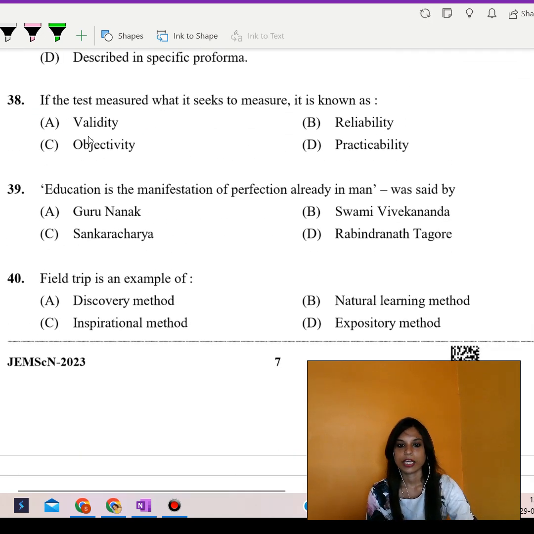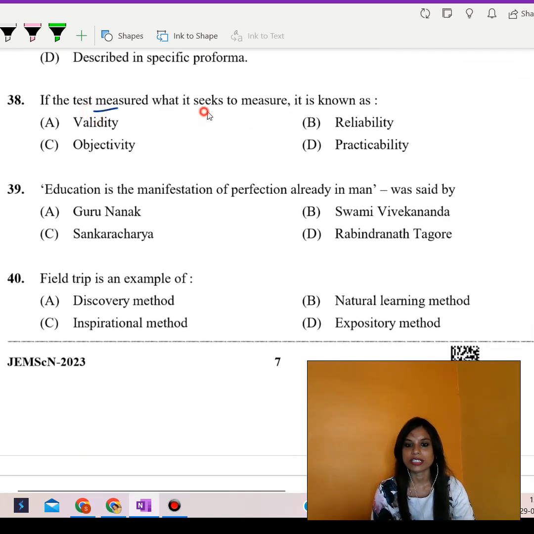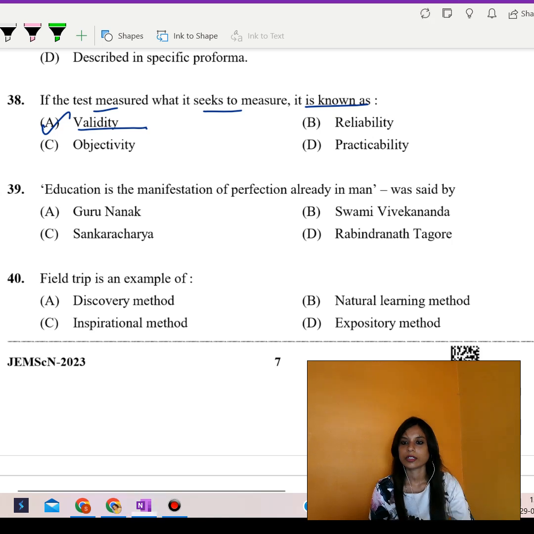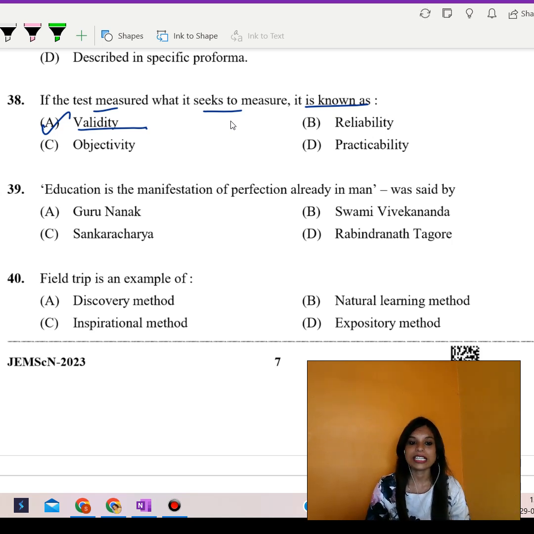Next, if the test measures what it seeks to measure, it is known as what? Validity. Okay. So basically, validity refers to the extent to which a test measures what it is intended to measure. Now, if a test accurately assesses the construct or concept it seeks to measure, definitely it is considered as valid.